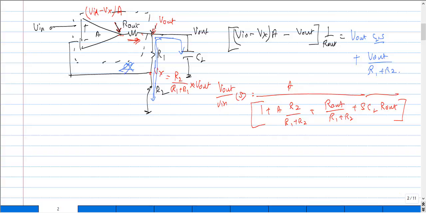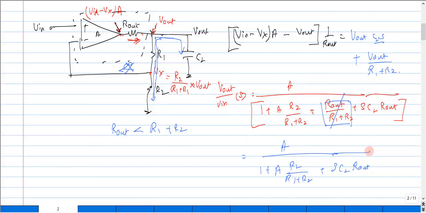I will just try to simplify this expression by assuming something. Like if I assume that the value of R out is much lesser than the value of R1 plus R2, then this particular parameter would be much smaller, right? So I can drop this particular expression out of this V out by V in transfer function. Now after dropping, we would end up with something like this, right? And now I'm just going to take out some of the parameters out of this equation, as we have already worked on such expressions.